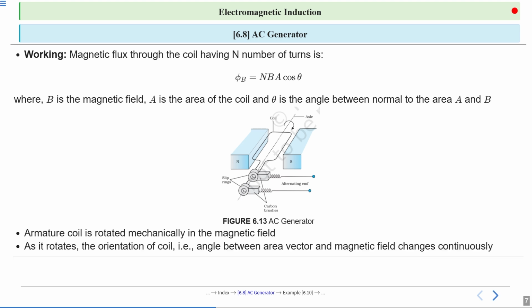As it rotates, the orientation of the coil, that is the angle between the area vector and magnetic field, changes continuously. So as the coil is rotating inside the uniform magnetic field, the angle at any time will be different. The angle between the area vector of the loop and the magnetic field will change continuously, and at any instant the angle will be different.